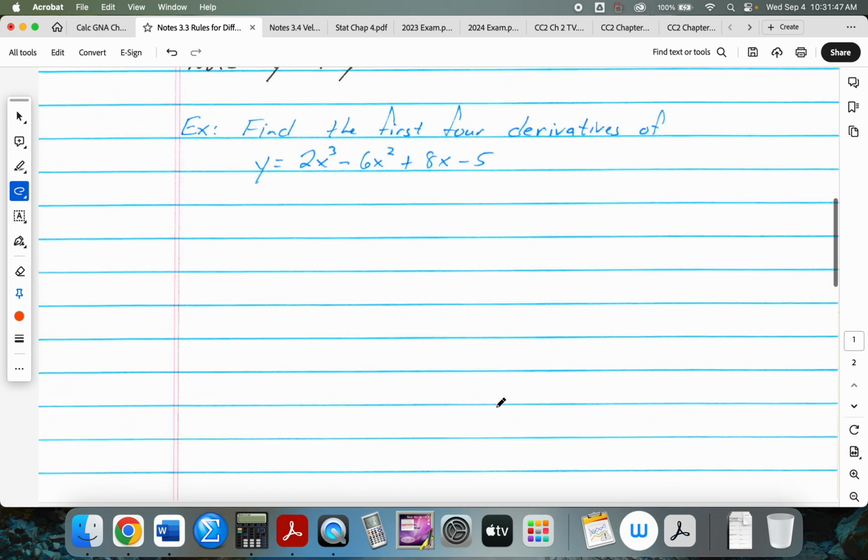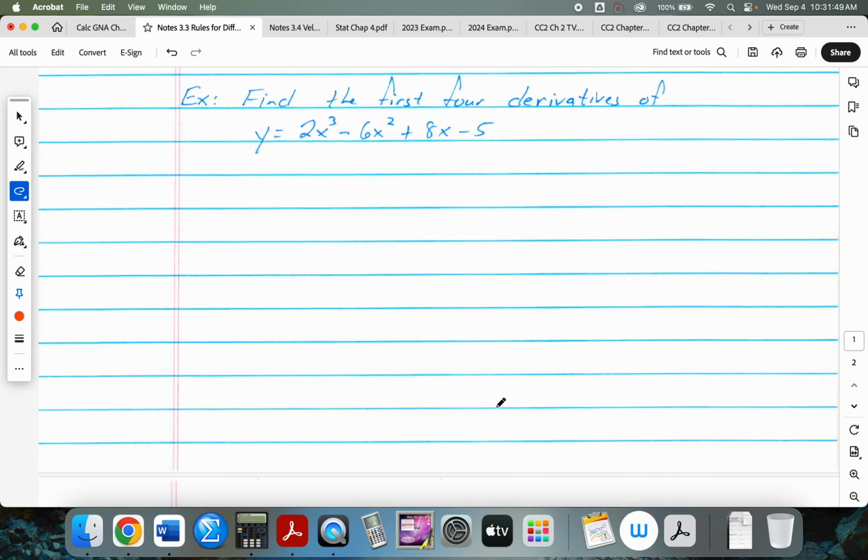So let's take a look at this. Let's find the first four derivatives of this polynomial function. So dy/dx is going to be what? 6x squared minus 12x plus 8. Exactly.